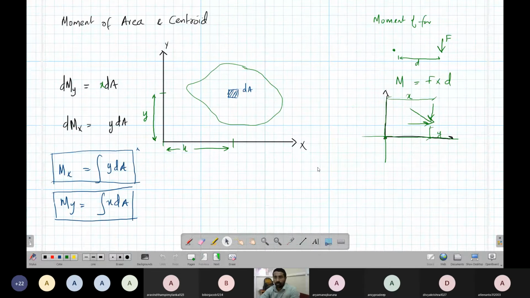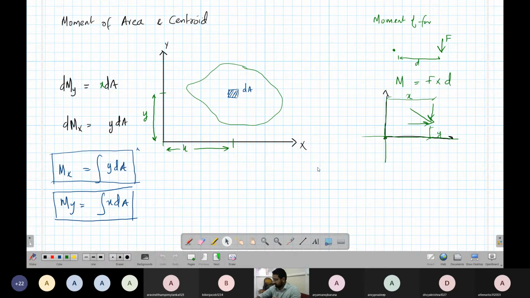So first, what we learned is moment of area. Moment of area is nothing but area into distance. You cannot get an actual physical meaning for moment of area. It is a tool which will help us to find the centroid. That is the only physical meaning of it.